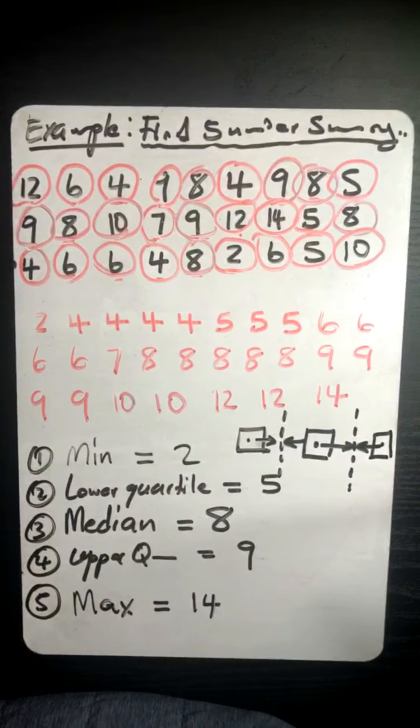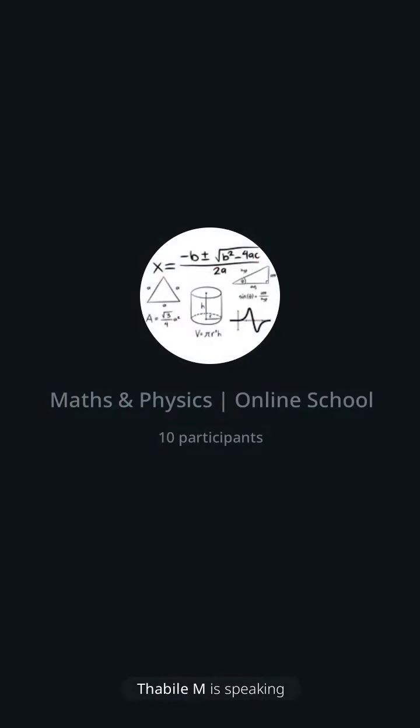From my left hand side, I've counted from 2, I've counted the 4 fours, and then, no, I didn't add. Sorry, sir, I didn't add. I said I started counting from 2. I've ended up on 5. That was my lower quartile. Was it correct?